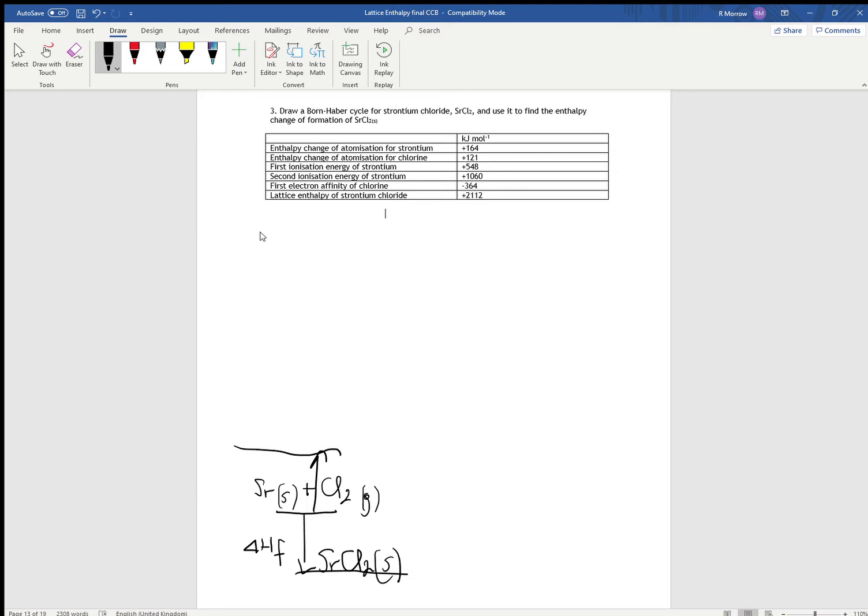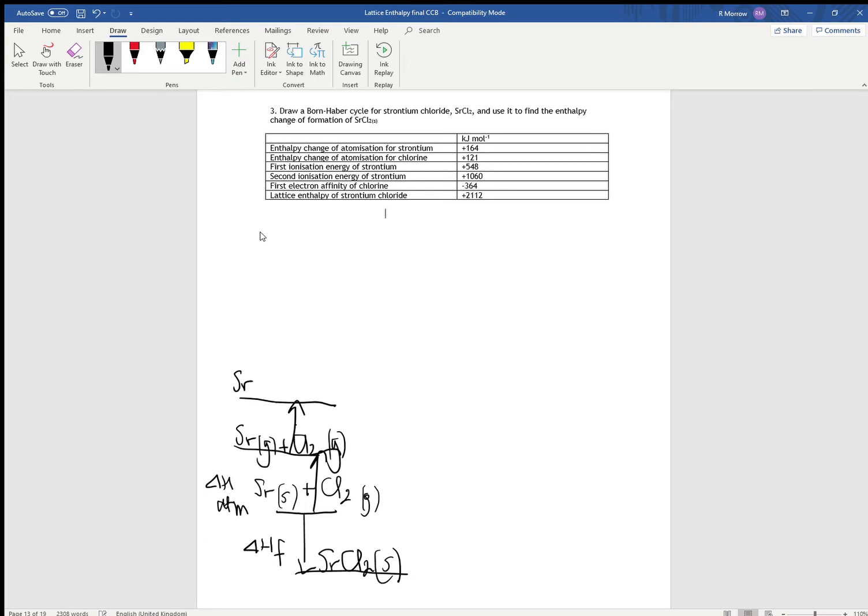So what we'll do first is we've got the solid strontium, but we can't ionize it until we've atomized it. So we're going to go to strontium gas plus again Cl2. It's a gas, it just stays as is. We'll just label that. That's delta H atomization. I'll not label it atomization of strontium. It's blatantly obvious that that is the case. I might do that in an exam, but I'm not going to do it here.